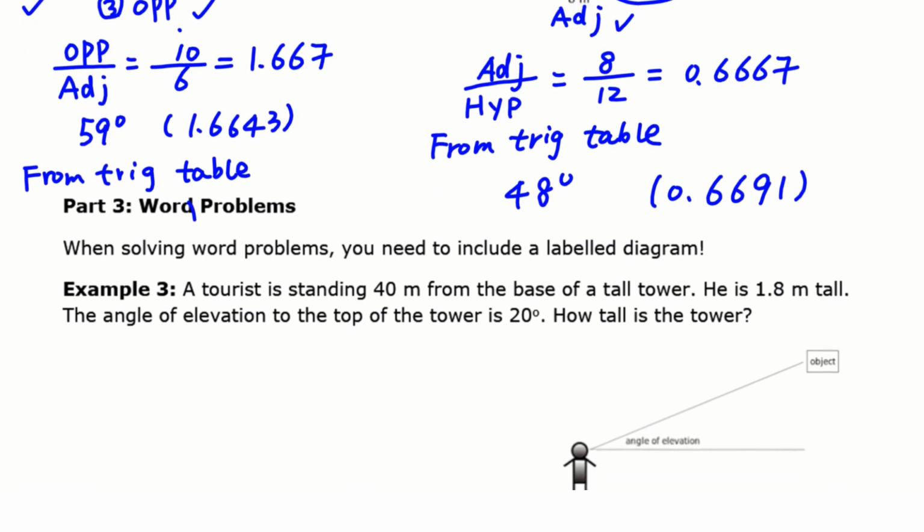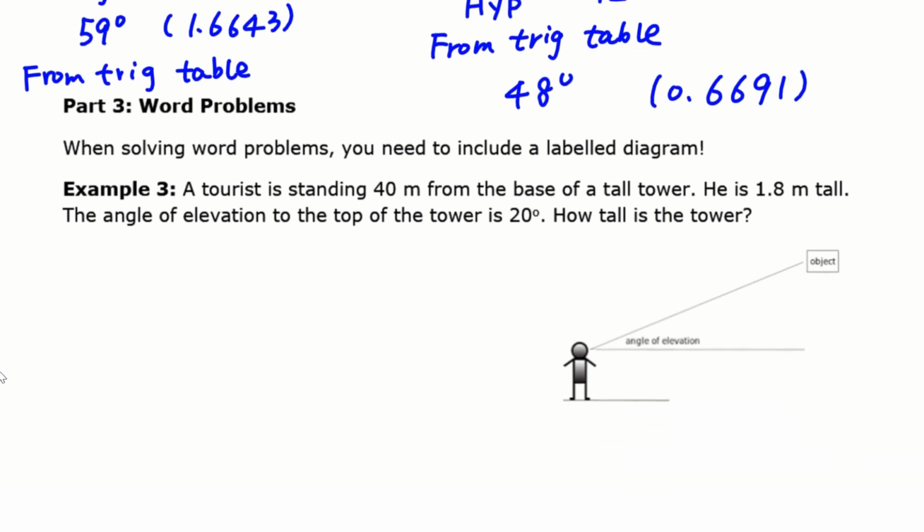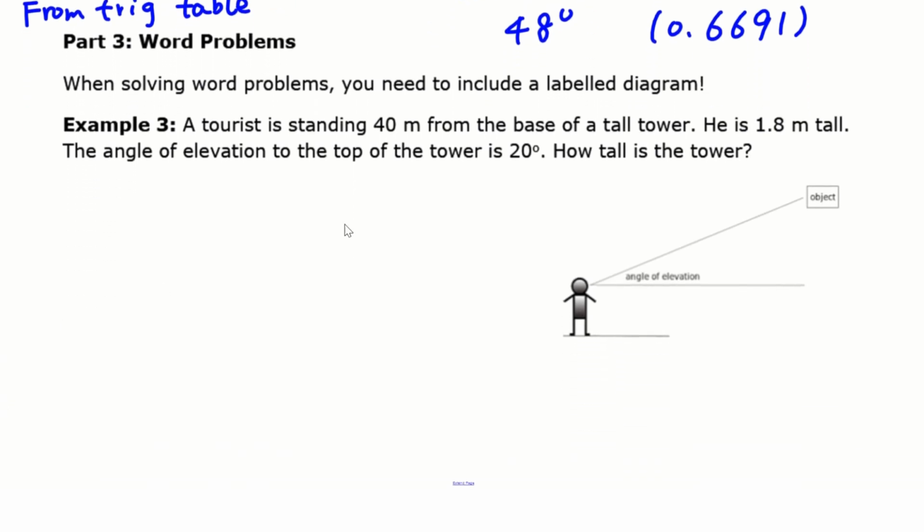Okay, and we only have 1 page of the trig table, and if we have a book of trig table, we could find out exact, more accurate numbers, or maybe 48 point something. Our trig table, we have only whole numbers, so we just round it to whole numbers. Then this part will be word problem.